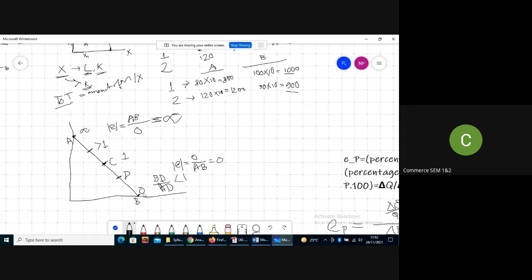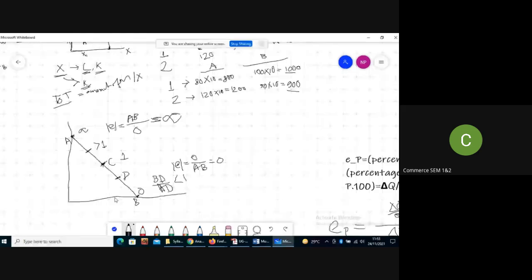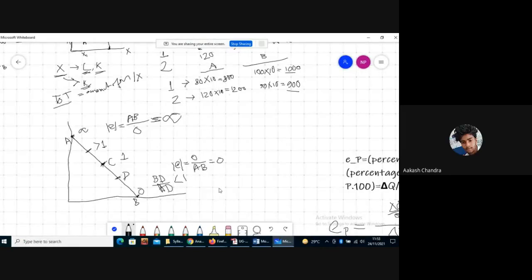So you can see that for a straight line demand curve, elasticity varies from 0 to infinity as we move upward along the demand curve. This is clear? Yes, sir.